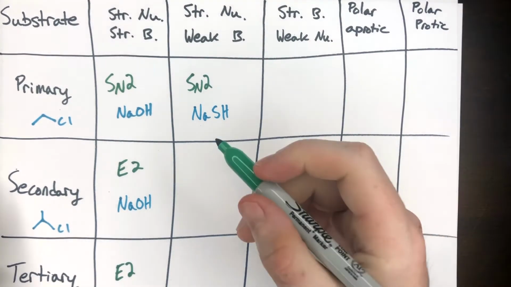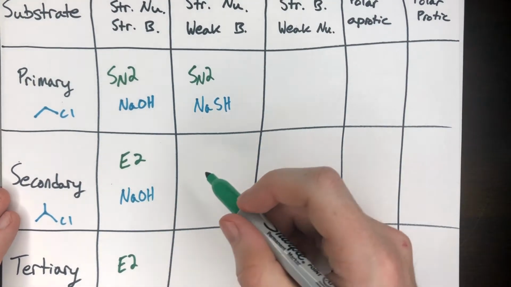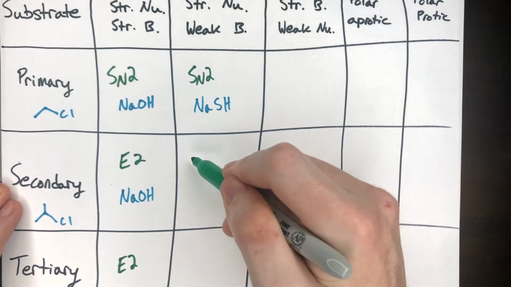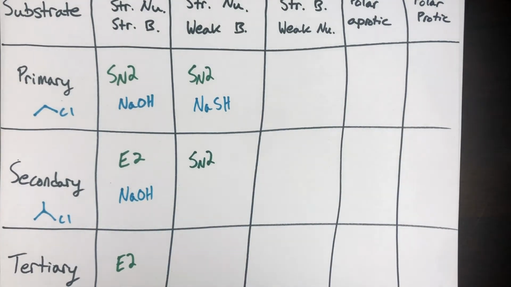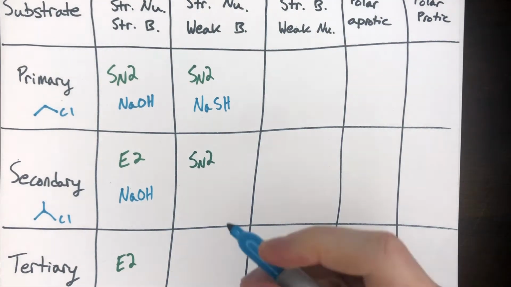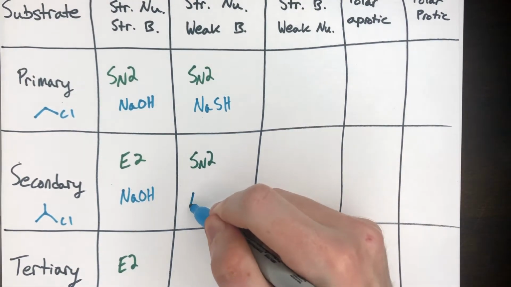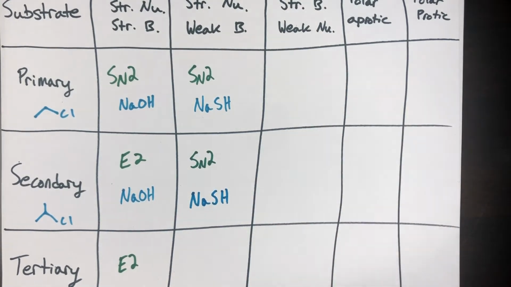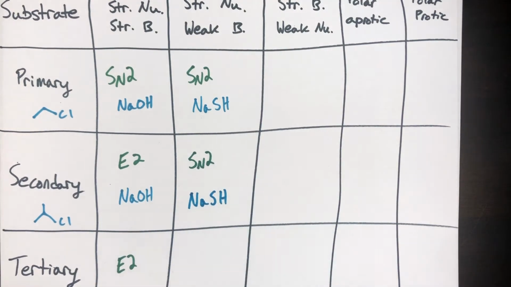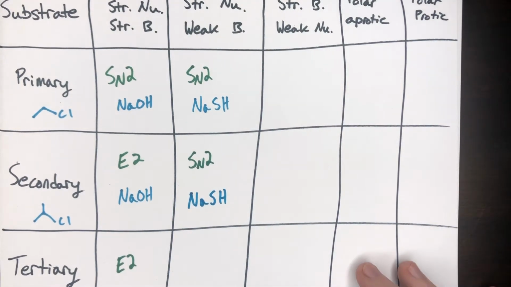And if we do the same thing now, moving down to our secondary position, this is still going to be an SN2 pathway, because this is a strong nucleophile and a weak base. So the sulfur cannot act as a base to undergo an elimination pathway like we saw in the first column. So it's only going to undergo SN2.